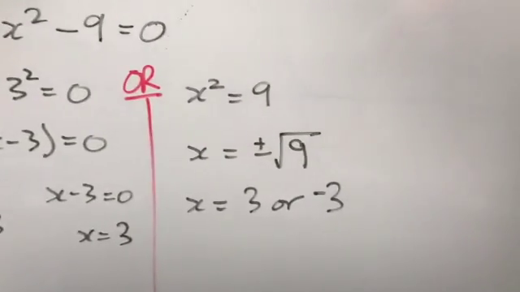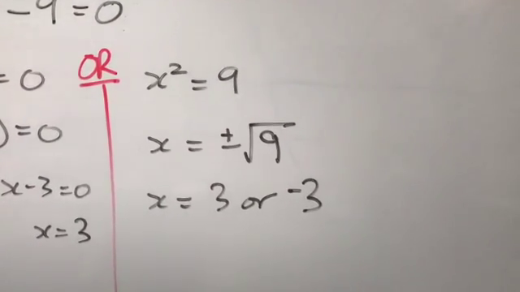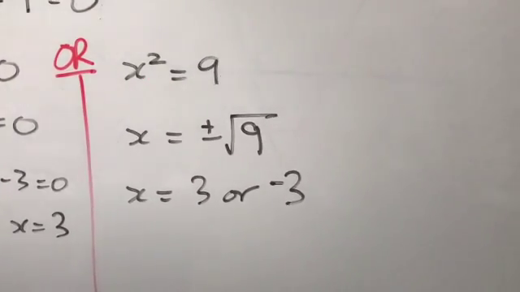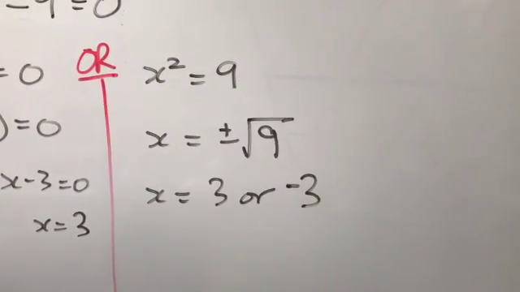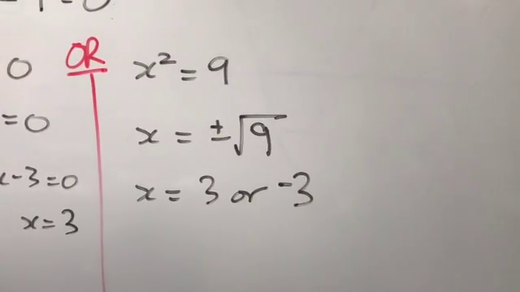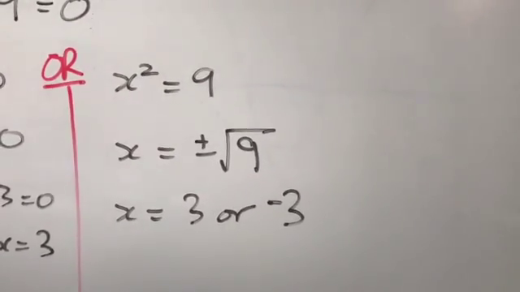Or the other way I can do it is I can add 9 to both sides and then take the square root of both sides. Don't forget that when you take the square root there are two possibilities, the positive square root or the negative square root, which gives me the two answers again, 3 or -3.